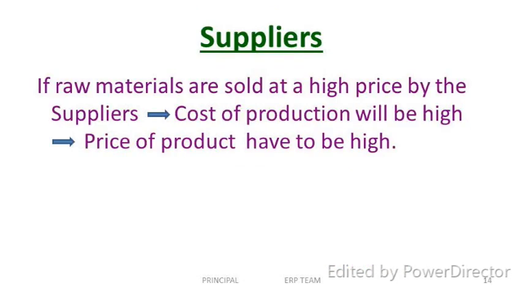Suppliers. If raw materials are sold at a high price by the suppliers, the cost of production of our business will increase. If cost of production is high, then product price will also increase. While our competitors are selling the product at a low price, we have to keep the price high due to our suppliers. As a result, our company will have to bear the loss. So we see we have to price a product at a rate compatible to what rate our suppliers are selling to us. Therefore, we can see suppliers have a direct impact on any business.